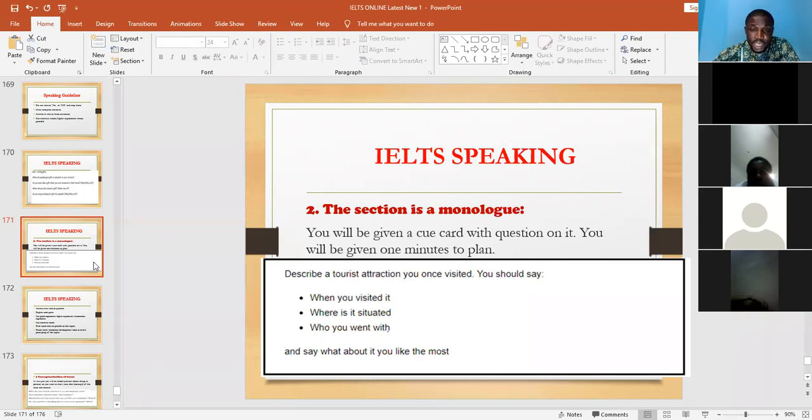So I normally say, once you are mandated to speak about it on a cue card, you have to talk about it. The thing there is that it's not so much about the big ideas you bring in, it's much about the expressions you bring in and the language of communication.